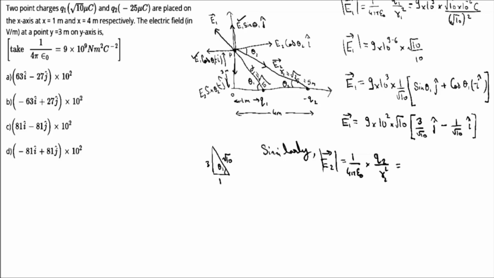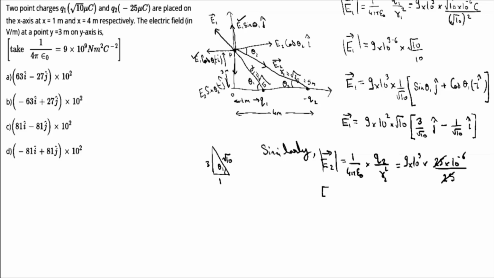So we have introduced the coordinate system, so we are not taking it here. The value is 9 into 10 to the power 9 into 25 microcoulomb, so it is 25 into 10 to the power minus 6 divided by R2 square. So we directly write 25 here, 5 square. So 25 is cancelled out, and 9 and minus 6 results in 9 into 10 to the power 3.